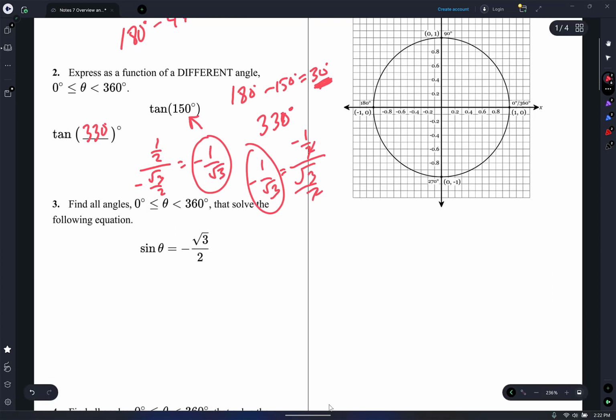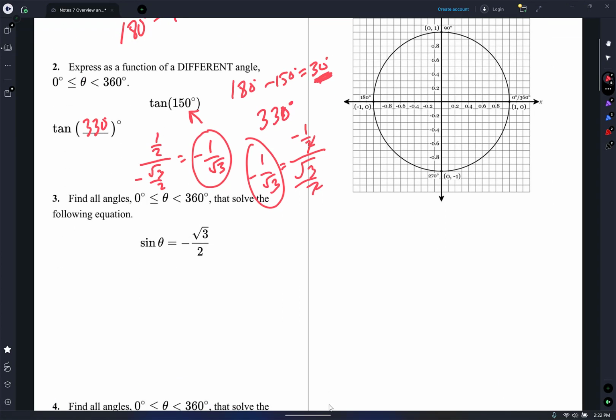So notice this one you already know. Sine is negative square root of 3 over 2. On the unit circle, there is a perfect coordinate. At what degree is sine negative square root of 3 over 2? Now, 120 is positive. Remember that sine is a y value? So I'm in quadrant 3 and quadrant 4. So not 120, but 240. That's one of them. And then I have another, the one in quadrant 4. 300.